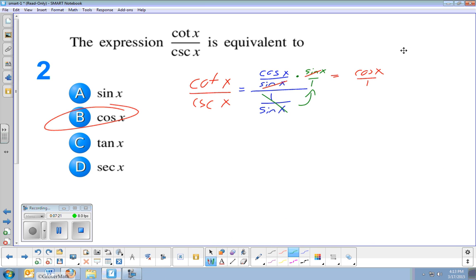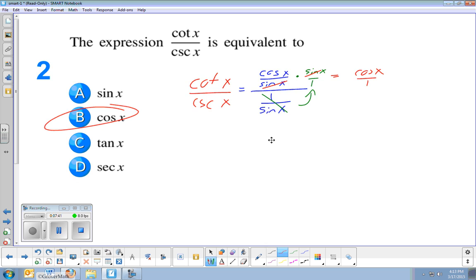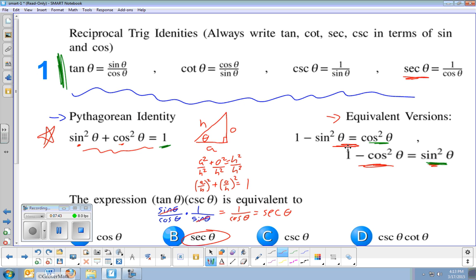Like in this last example I'm going to do for you here today. So sine squared x plus cos squared x, that is equivalent to 1, over sine x is sine x. And 1 over sine x is the same thing as cosecant x. There's your answer. So these problems really are pretty quick, just using these rules from here.